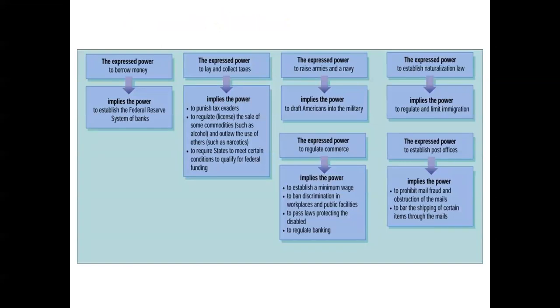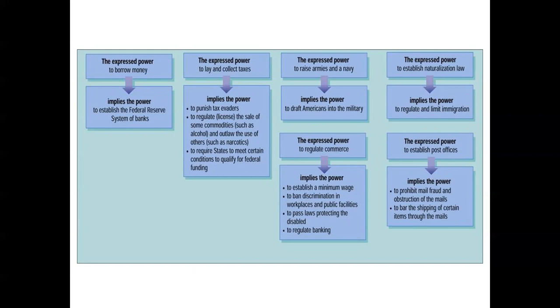Here I have additional examples of the implied power and delegated or expressed power. I will not cover all of these since you have the slide. Just a few examples. Express power to borrow money. What does it imply? It implies establishing the Federal Reserve System of banks. So there's a Federal Reserve Bank that controls the interest rate and regulates money borrowing. That's the implication.